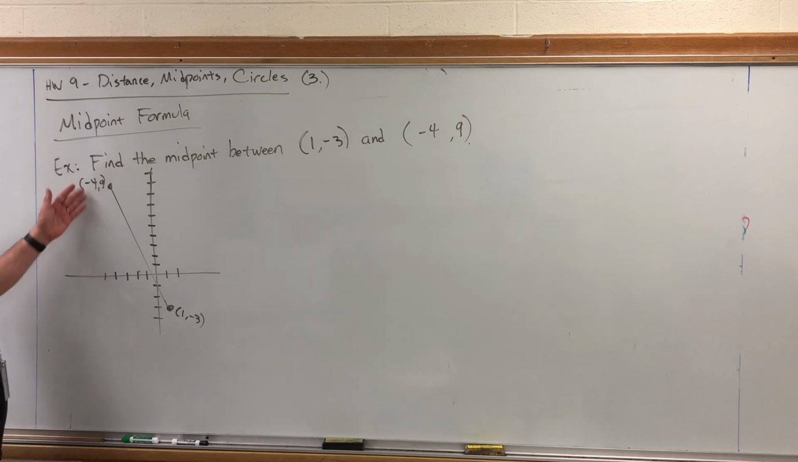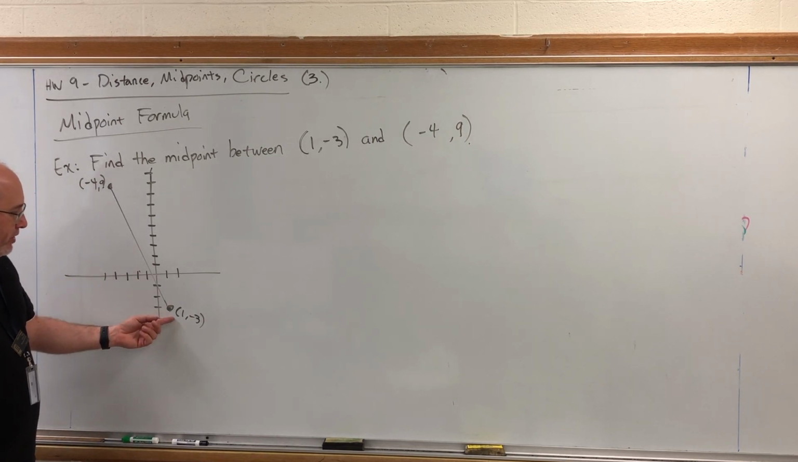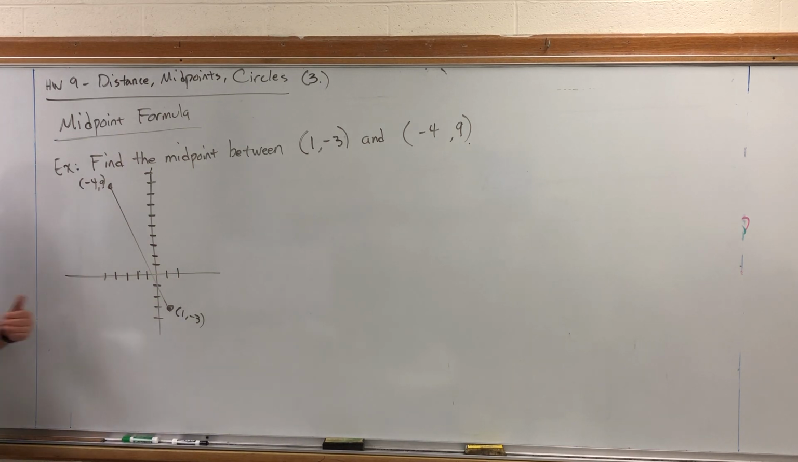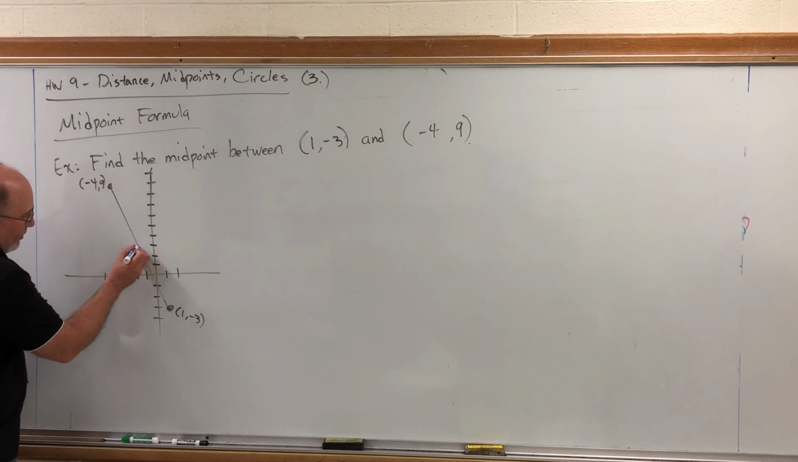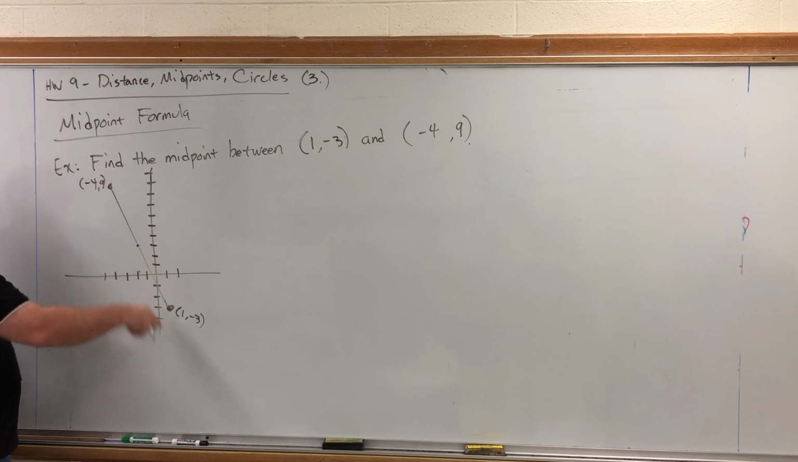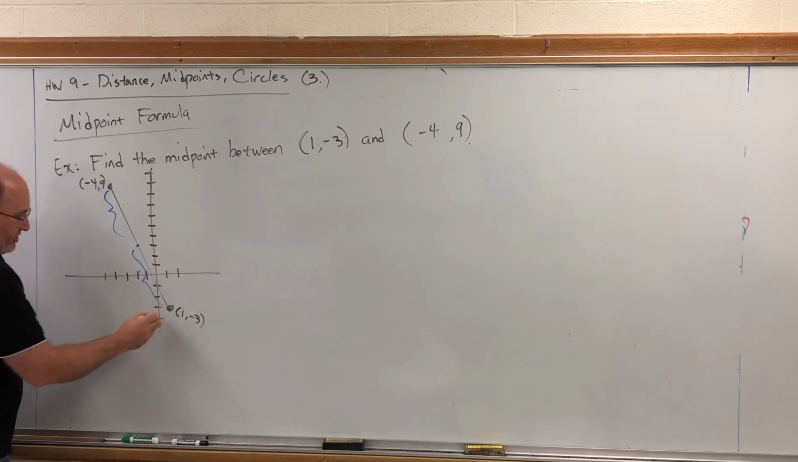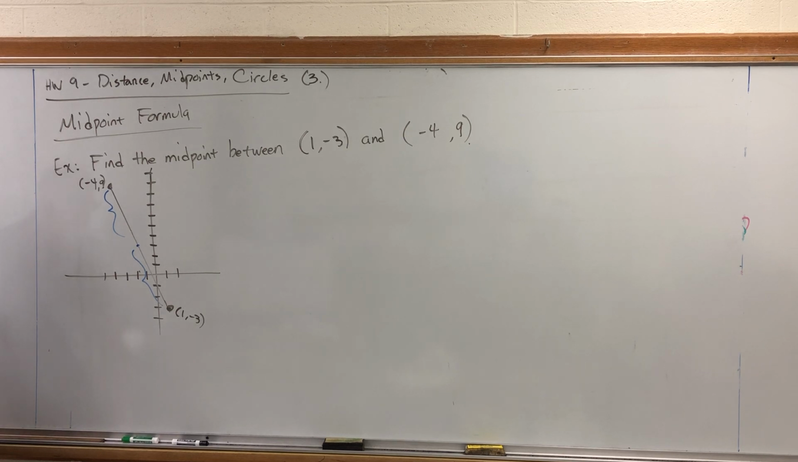For example, let's find the midpoint between the points (1, -3) and (-4, 9), which I believe are the same points I used in the previous example. Yes, they were. Visually, it's the point that's in the middle, but what does it mean to be in the middle? Technically, what it means to be in the middle is that number 1, you're on this line, and number 2, these distances are the same. But how can we find that?